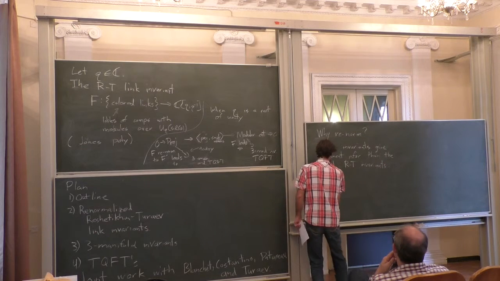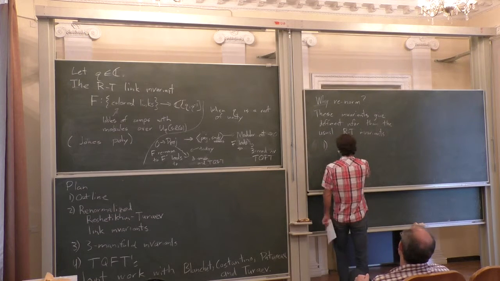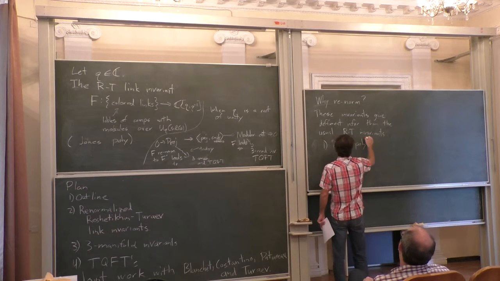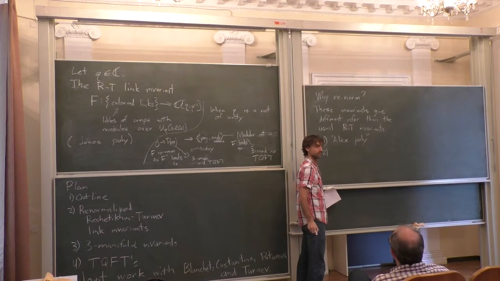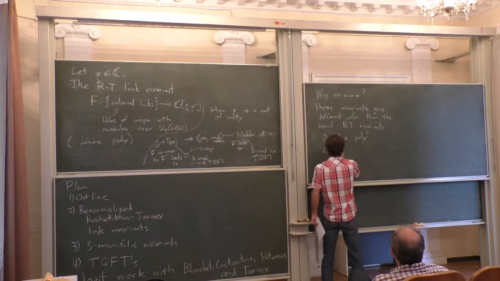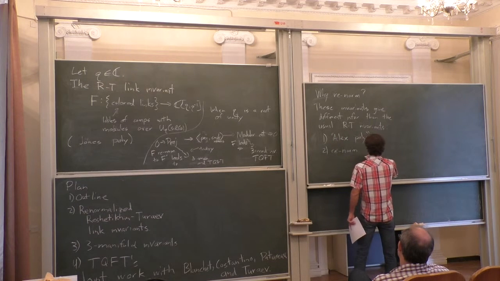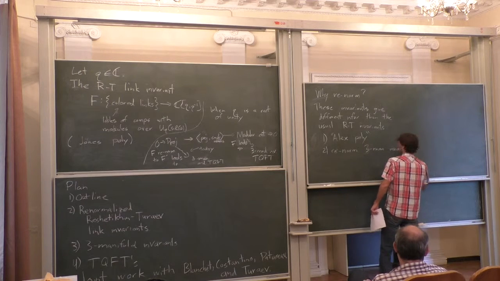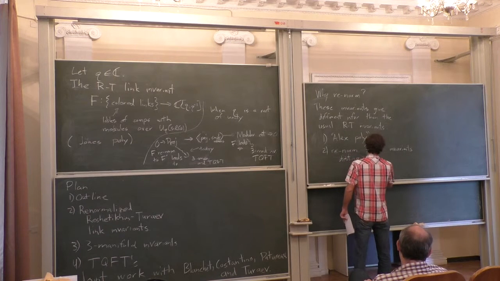In particular, the first thing is that these invariants, these link invariants, look more like Alexander polynomials than they do Jones. So this looks like Alexander polynomials. The second thing is that these three-manifold invariants, the renormalized three-manifold invariants, distinguish lens spaces.